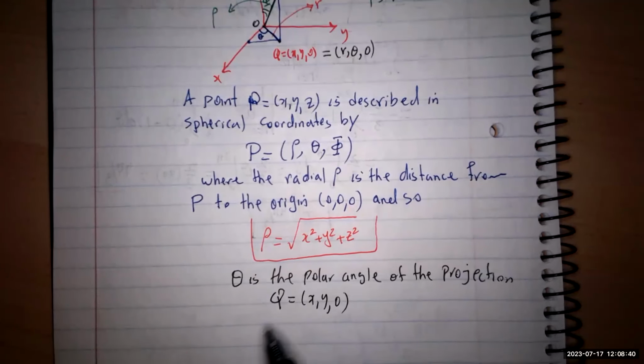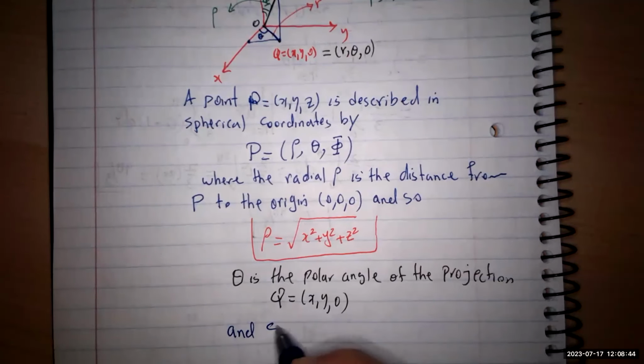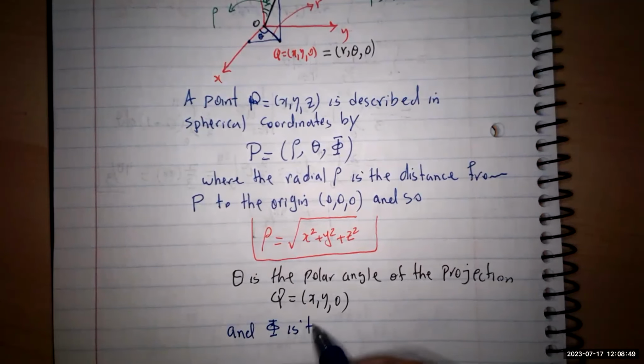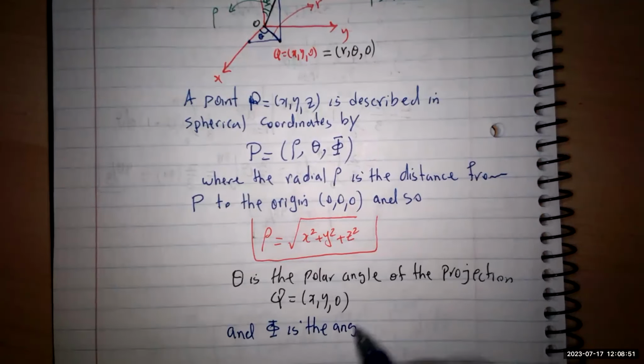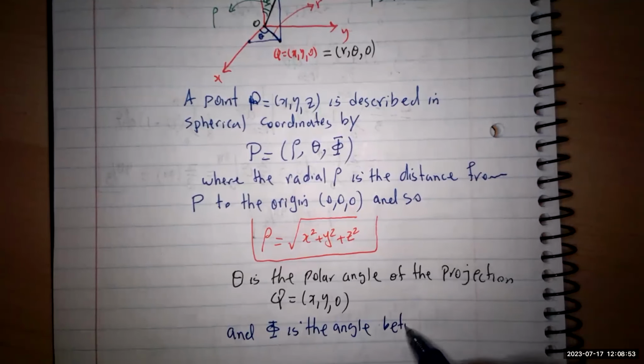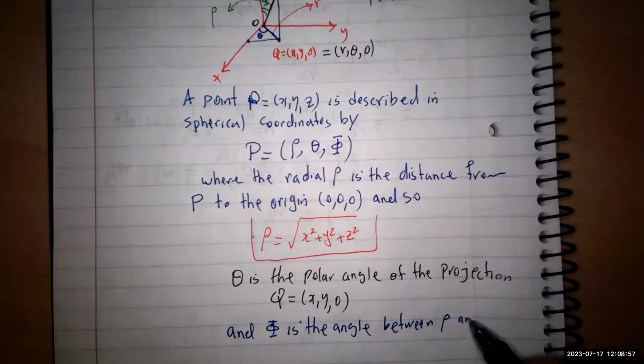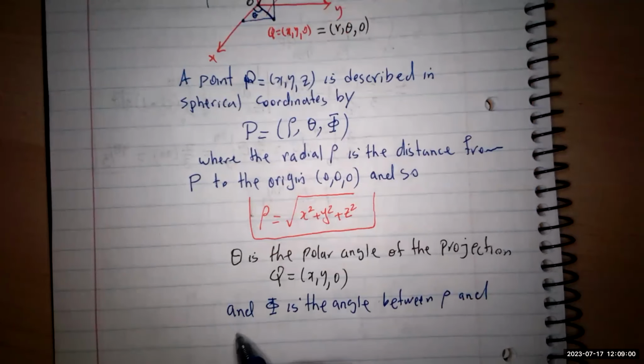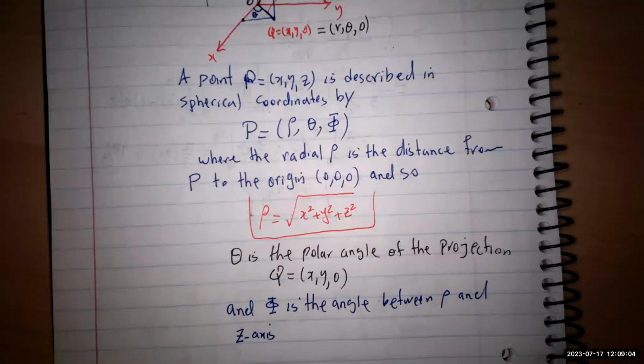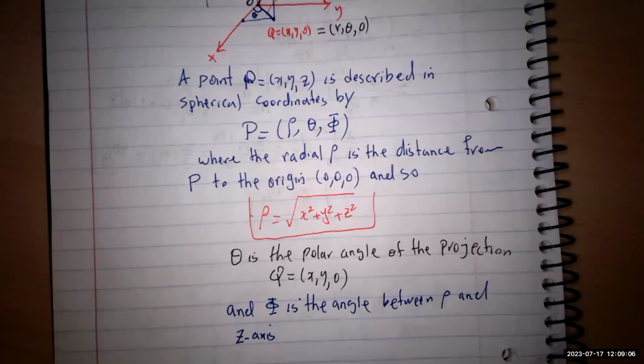And what is phi? Phi is a new angle, and phi is the angle between that line, between rho and the z-axis. It can be at most 180 degrees, because the angle between two lines is between 0 and pi. Okay, phi is the angle between rho and the z-axis.